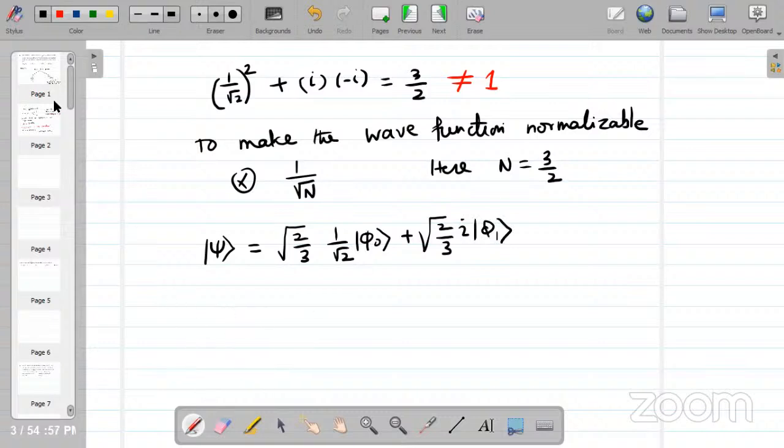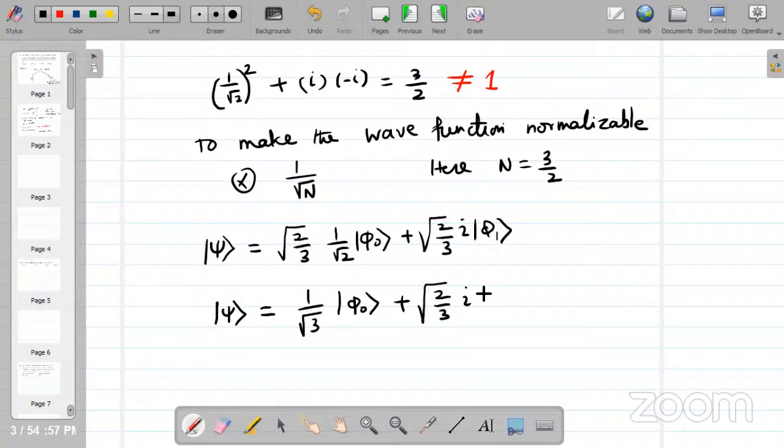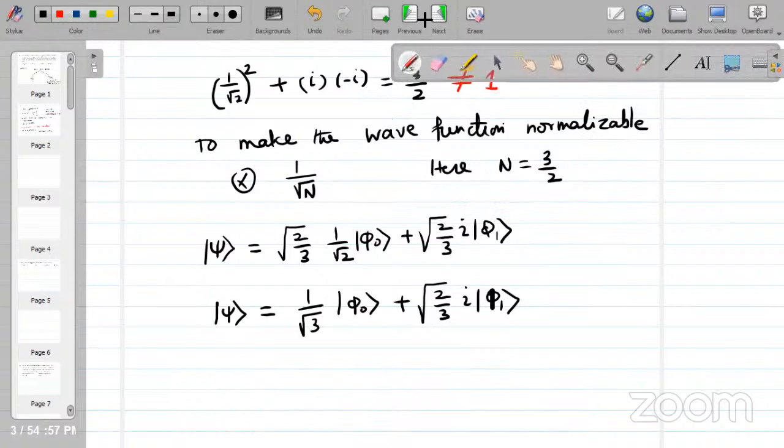I hope all of you are following, right? Is it okay? Any clarification? Yes, sir. So now this is further simplified. I have 1 by root 3 phi naught plus root 2 by 3 i phi 1. Now this is the normalized wave function. Once I have the normalized wave function, now it's straightforward.